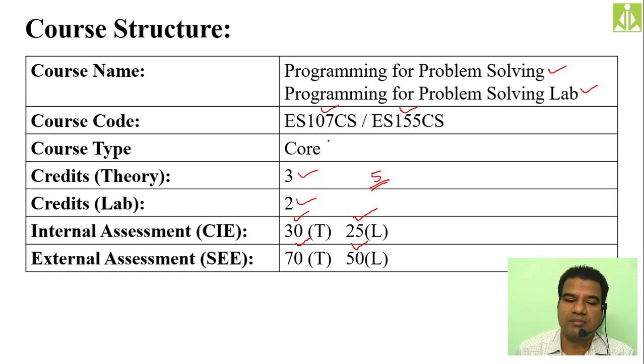Hopefully you understood this complete course structure. We have theory as well as lab, and it is a core subject. If you complete the theory, you will get 3 credits, and if you complete the lab, you will get 2 credits. When it comes to assessment, the theory subject has internal marks 30 and external marks 70, and for the lab, internal marks 25 and external marks 50. So the theory overall total is 100 marks, and the lab overall total is 75 marks.